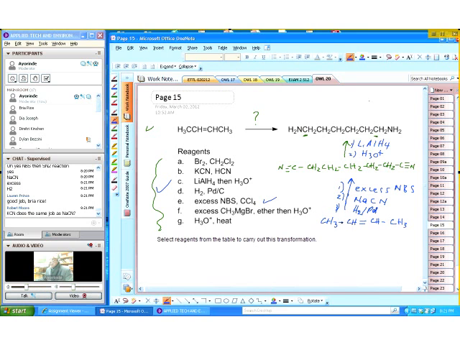The NBS will place bromine here. Bromine here will replace hydrogen from here, hydrogen from here. The sodium cyanide will replace those 2 bromines here and here, and then the hydrogenation will transform the carbon-carbon double bond into a carbon-carbon single bond, and therefore you form this. Once you form this, then you do lithium aluminum hydride.